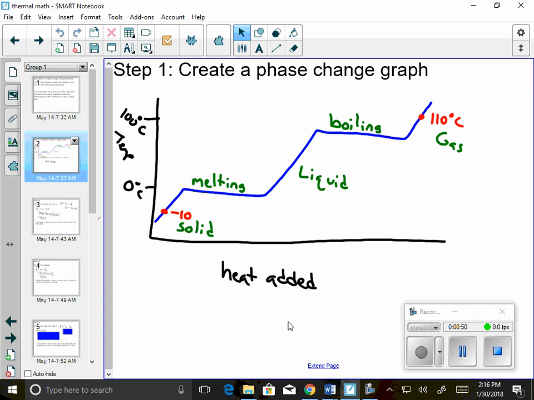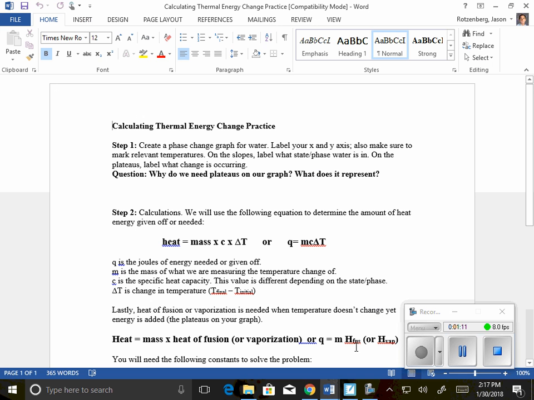Otherwise, this is what I am referring to when I talk about a phase change graph. For now, you can ignore the temperatures in red. That will come into play when we start actually doing the math. But remember, solid, liquid, gas are on the slopes. The melting and boiling are going to be on the plateaus. And that answers, hopefully, the question of why do we need plateaus? We need to show phase changes.